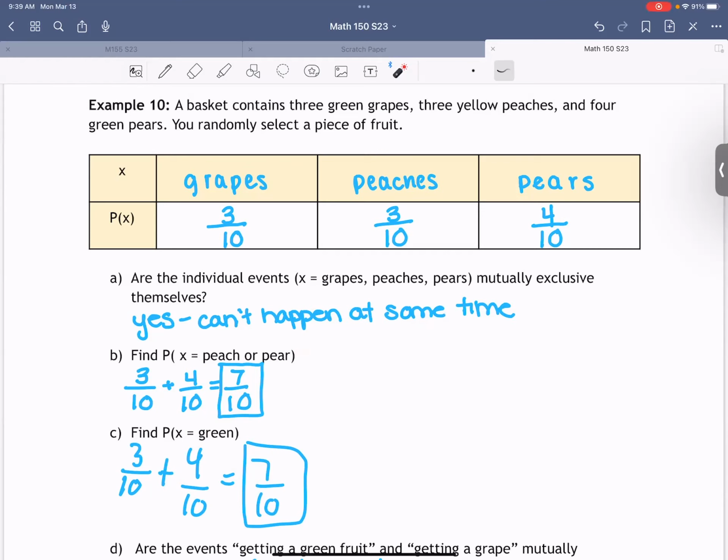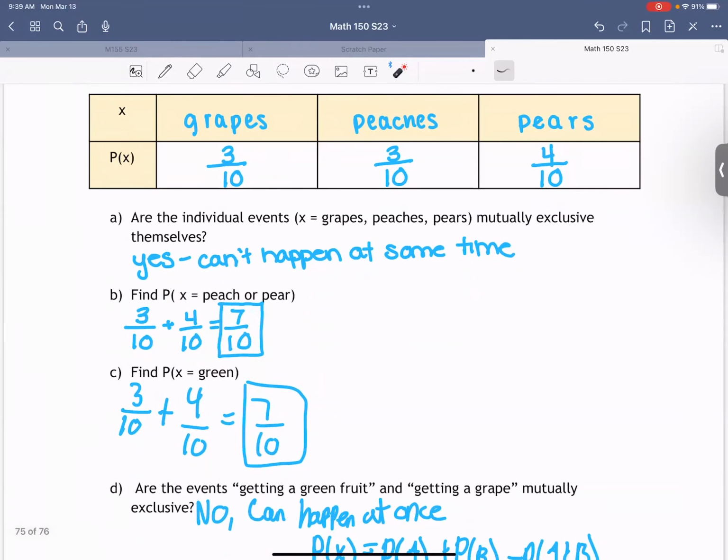It's the second rule because they are mutually exclusive. You add the probability of them together, which gives you 7 tenths. Perfect. And then part C wanted to find the probability that we had just green.